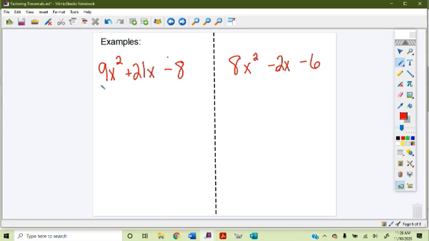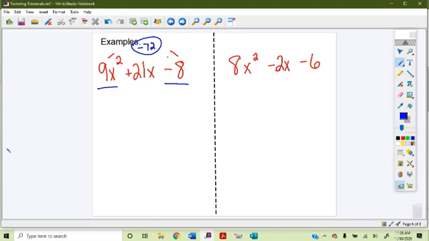So looking at this one, let's check for GCF first because we have a coefficient of a number here. So 9, 21, and 8. The only thing I can multiply to get 9 is 1 times 9 or 3 times 3. And I know that 9 will not go into 8 and 3 will not go into 8. So the only thing common for all of them is a 1. So there's no need to try to factor a GCF out this time. So I'm going to start by doing my magic number. So 9 times negative 8 is negative 72.